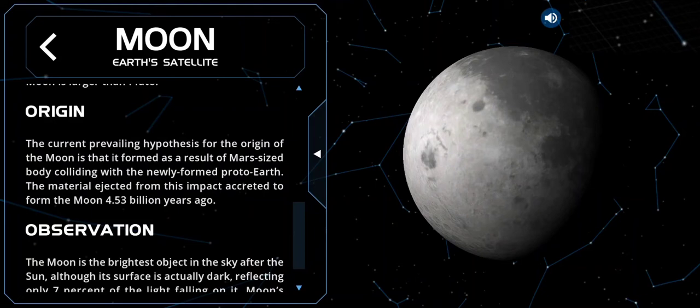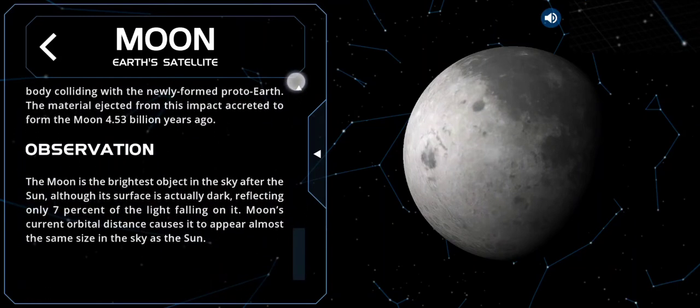The current prevailing hypothesis for the origin of the Moon is that it formed as a result of a Mars-sized body colliding with the newly formed proto-Earth. The material ejected from this impact accreted to form the Moon 4.53 billion years ago. The Moon is the brightest object in the sky after the Sun, although its surface is actually dark, reflecting only 7% of the light falling on it. The Moon's current orbital distance causes it to appear almost the same size in the sky as the Sun.